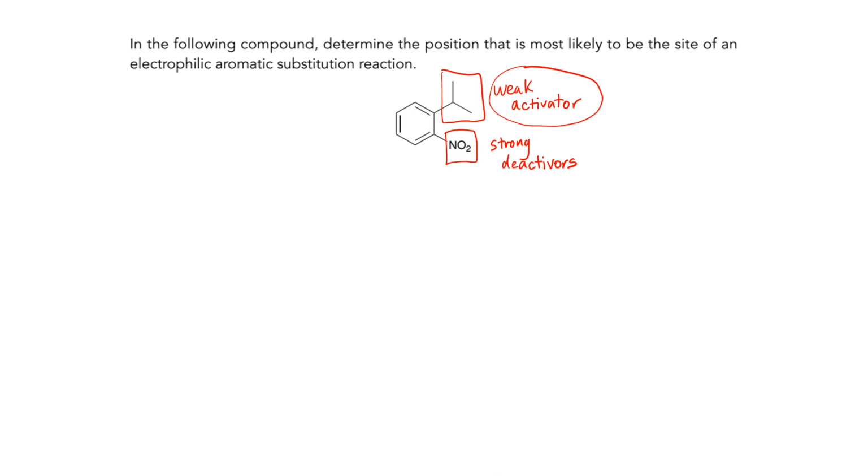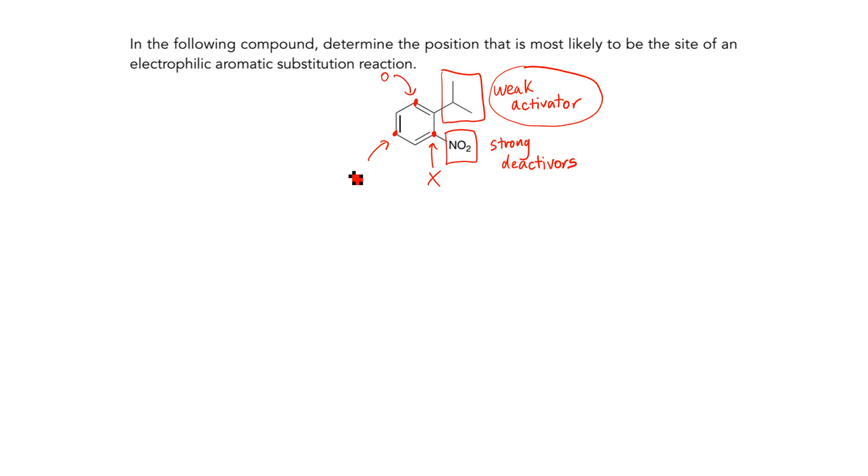And if you look at the weak activator, what positions are available to functionalize? Well, right now we got these two ortho positions relative to the weak activator, and we got the para position relative to the weak activator. Okay? Now, this is clearly occupied, so that can't happen. It's not going to happen there. And now there's a debate between this position and this position.